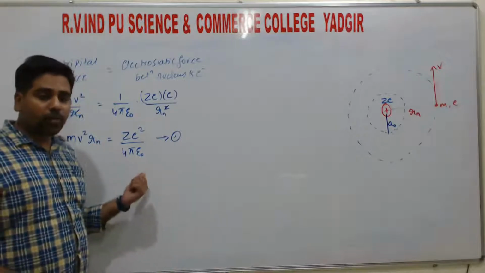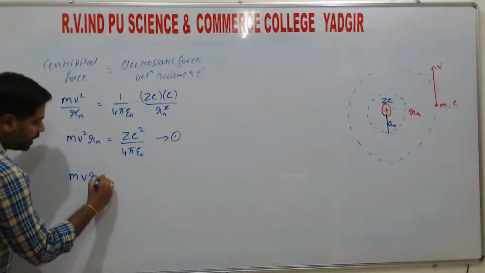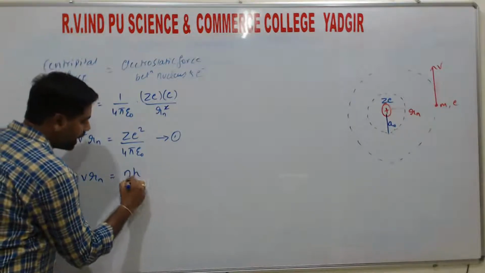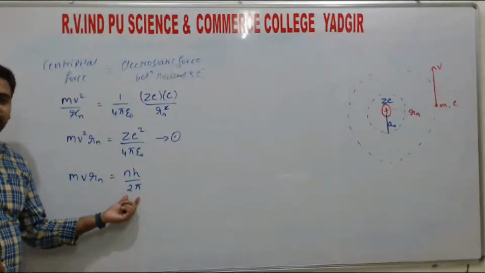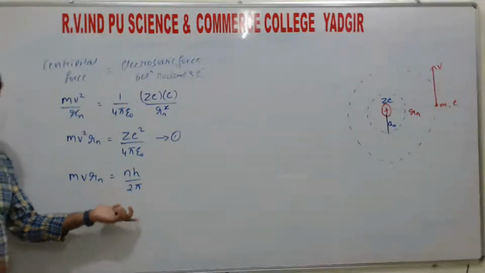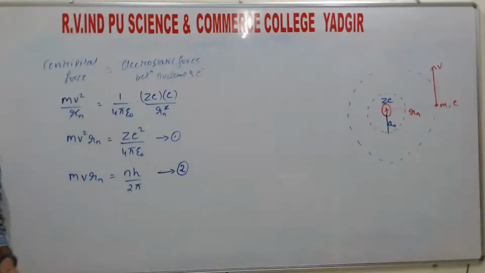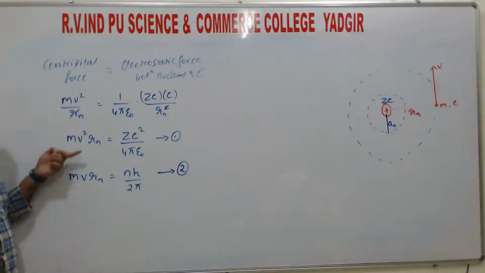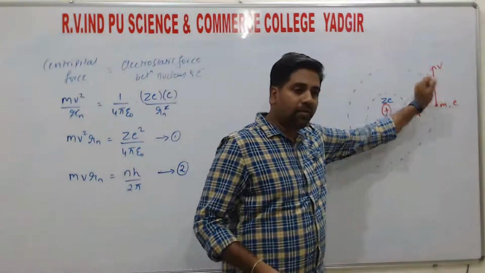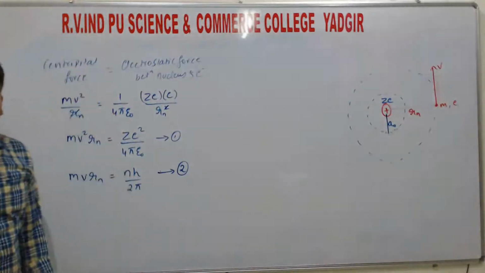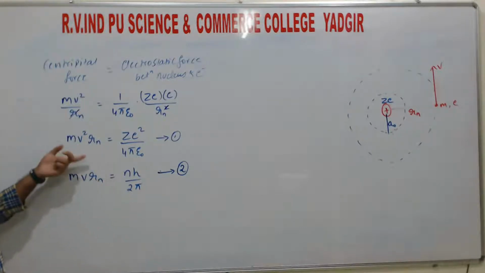Next, the angular momentum relation: from the second postulate, we can write m v Rn is equal to n h divided by 2 pi. This is from the Bohr's second postulate, so we call this the second equation. Now we need the velocity of the electron which is revolving around the nth orbit. Then we divide equation 1 by 2, or equation 2 by 1.